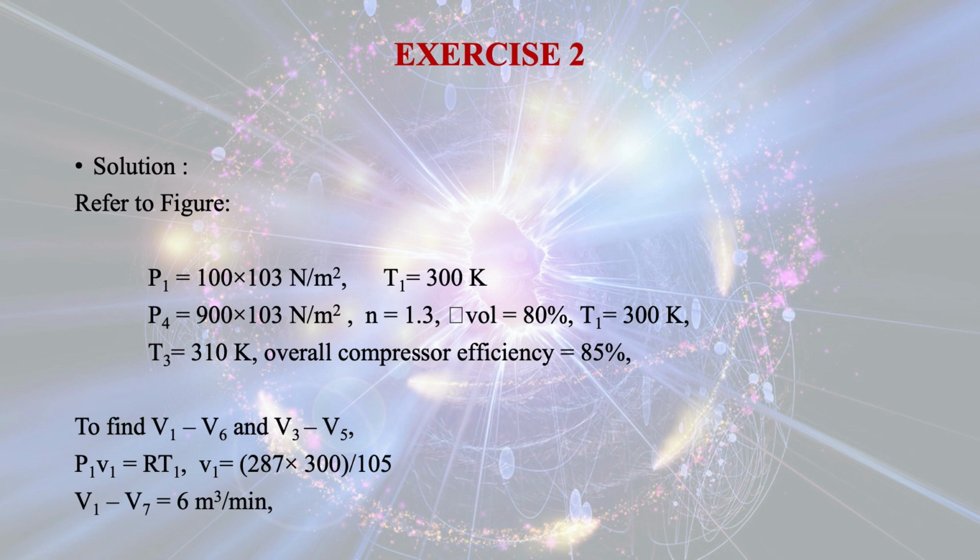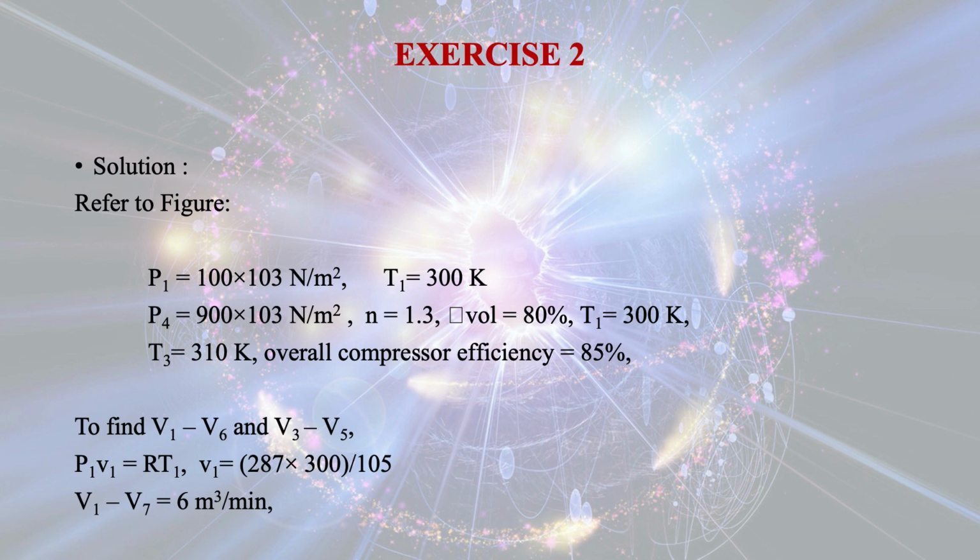Overall efficiency is 85%. Now how to find V1 minus V6 and V3 minus V5? That is our main intention for this problem. Now we know very well that P1 v1 is equal to RT1. So from this case we can calculate small v1 because P1 is known, T1 is known, R is known. So for this case the v1 is equal to 287 into 300 divided by 10 to the power 5.